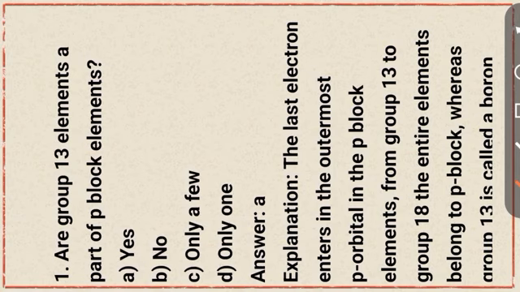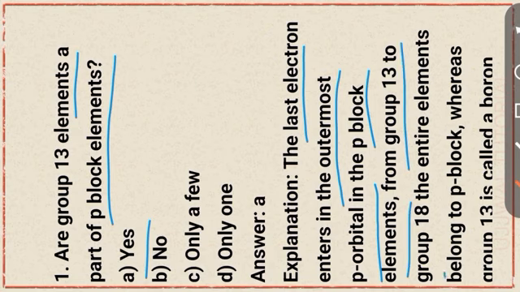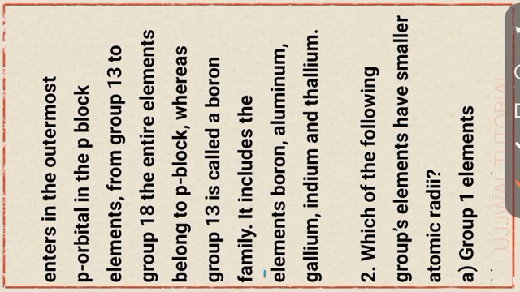Question number 1: Are group 13 elements a part of p block elements? Option A, yes. The reason is that the last electron enters the outermost p orbital in the p block elements. From group 13 to group 18, the elements belong to the p block, whereas group 13 is called the boron family. It includes the elements boron, aluminium, gallium, indium, and thallium.